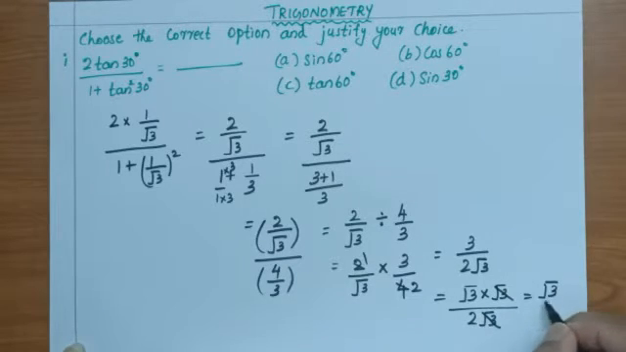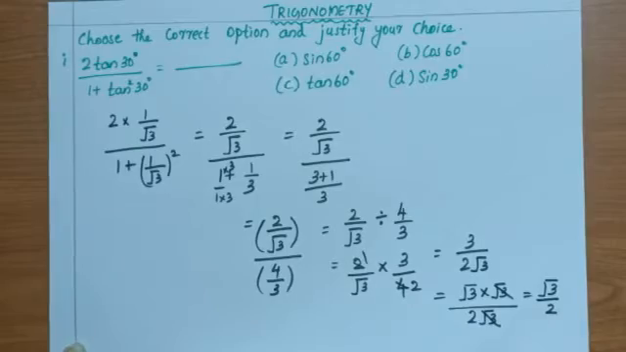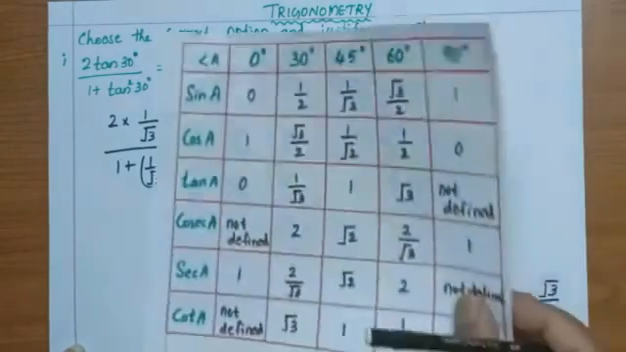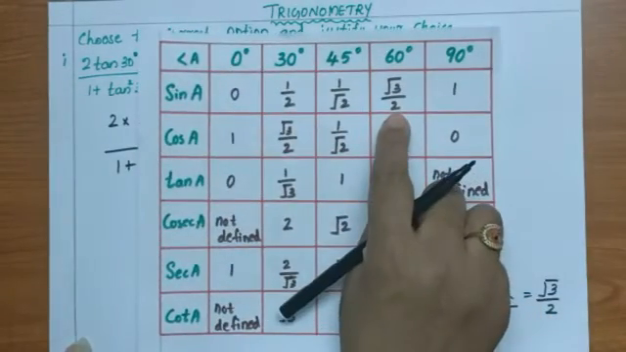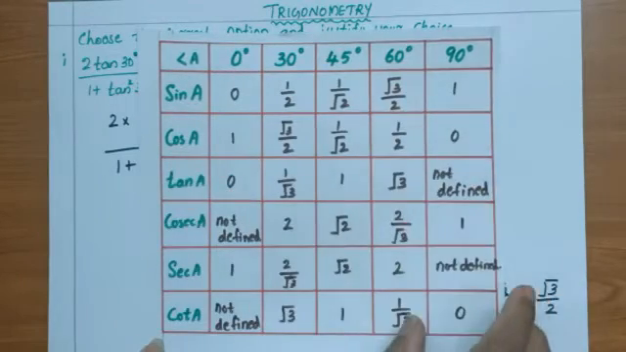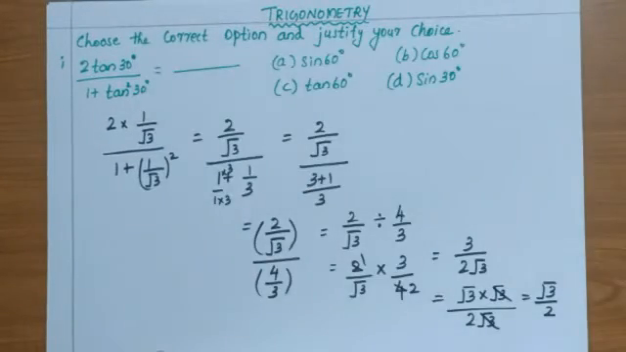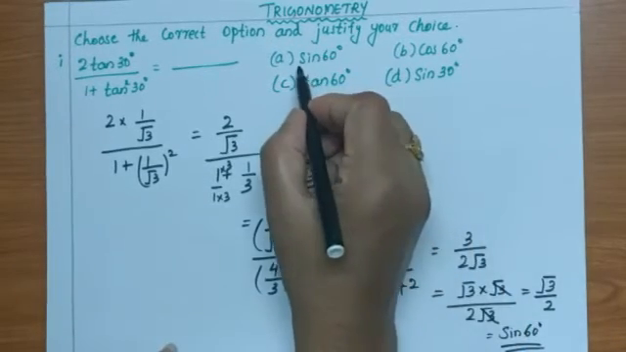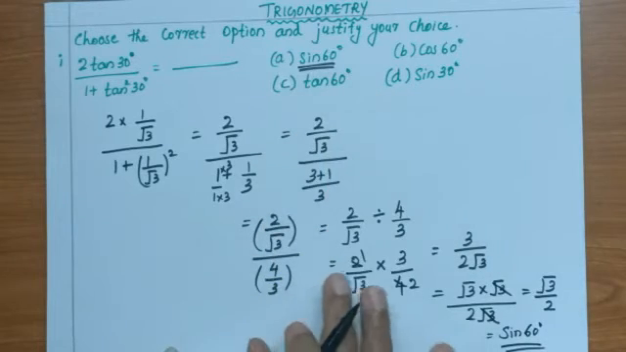So from the chart, sin 60 degree will be root 3 by 2. So the answer here, root 3 by 2, means sin 60 degree. That means option A. So the answer of question number 1 is option A, sin 60 degree.